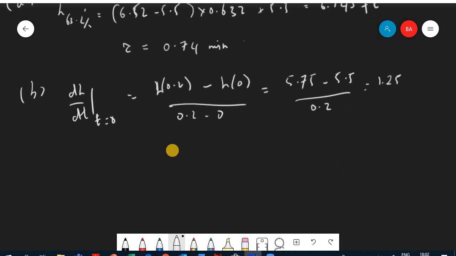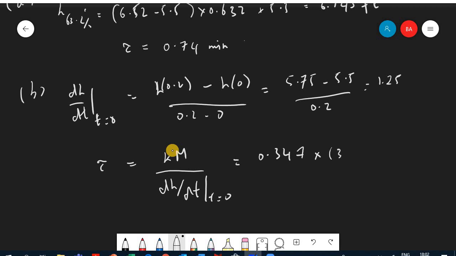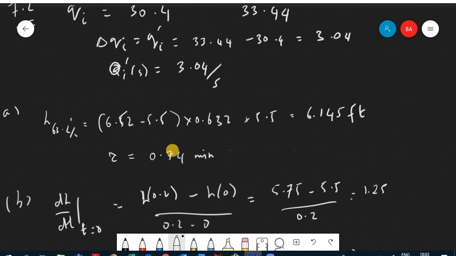And if you can recall, my tau is equal to Km divided by dh/dt at t equal to 0, and this is equal to 0.347 into the m, which is the step input, which is 3.04. And hold on, do you know how we got K? Maybe I forgot to do this, but it is just straightforward. Just to show it here, at the beginning we forgot to do this.